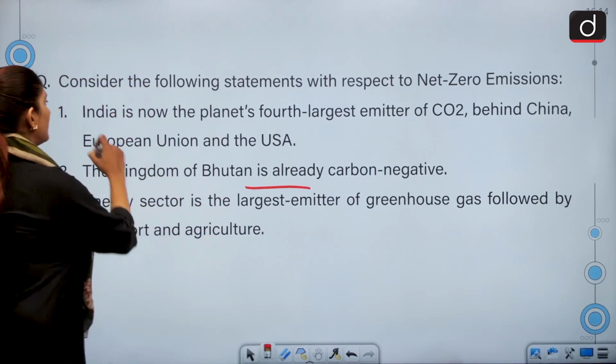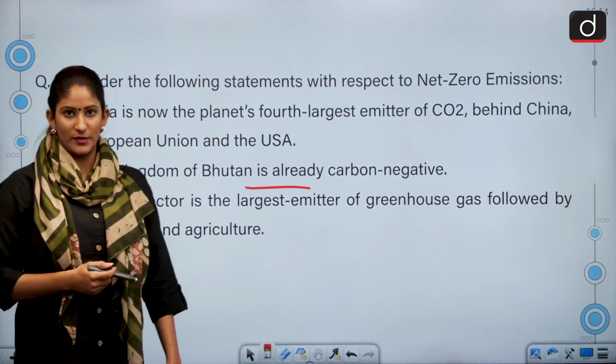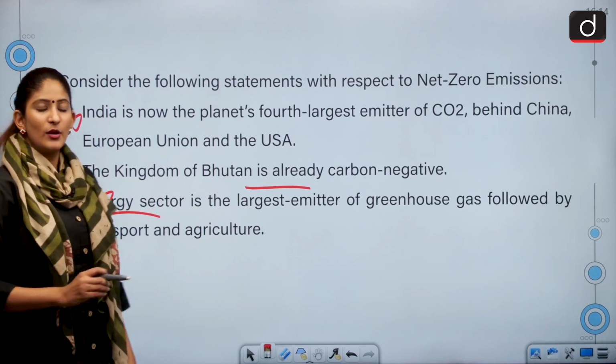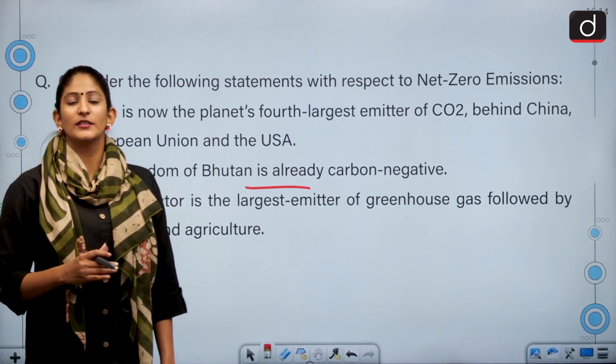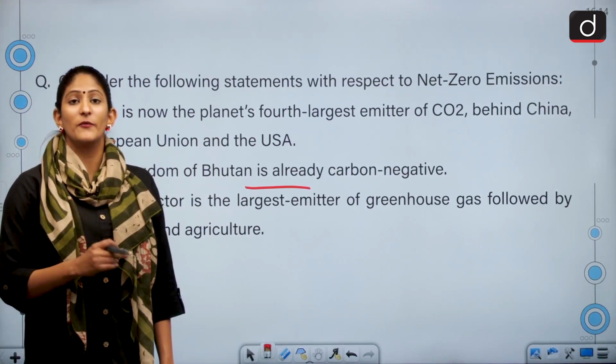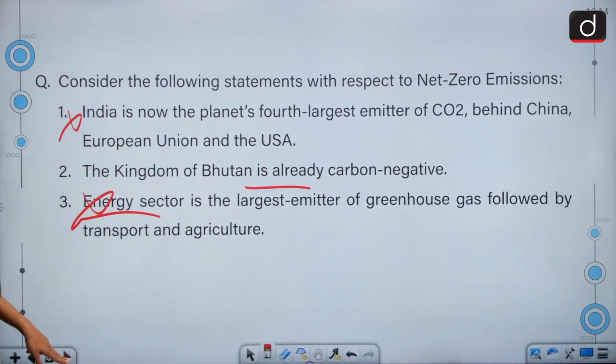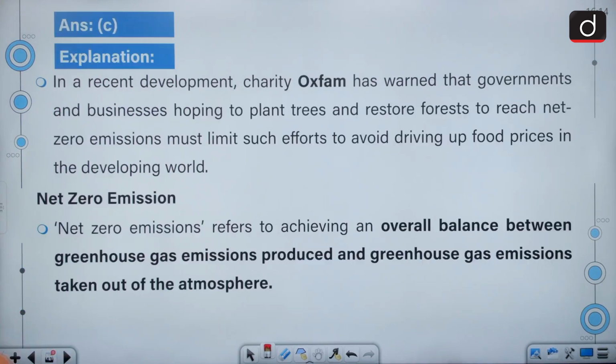First statement is incorrect because India is the third largest emitter of CO2, not the fourth. And the third statement is also incorrect because after energy, we have the largest emitter in the form of industry, then forestry. Okay. So first and the third are incorrect. The correct answer to this question would be option C, 1 and 3 only.